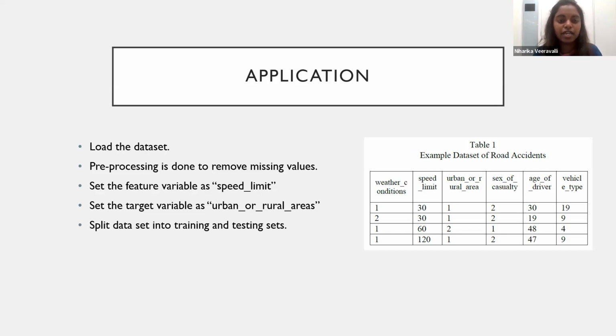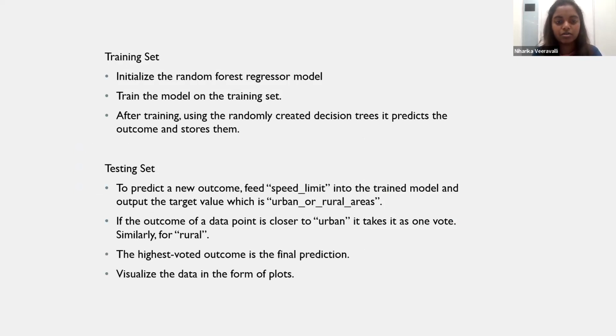The data set is split into training and testing sets, and the random forest classifier model is initialized and trained on the training set. Once the model is trained, it stores the outcomes using the randomly created decision trees. To predict a new outcome, the speed limit is fed into the trained model, and the target value, which is urban or rural areas, will be the output. Finally, the highest voted outcome is the final prediction. Finally, the data is visualized using plots. Even if I don't want to predict anything, I can just take my data set and plot it in different, visually easy to read formats, like bar plots or scatter plots.